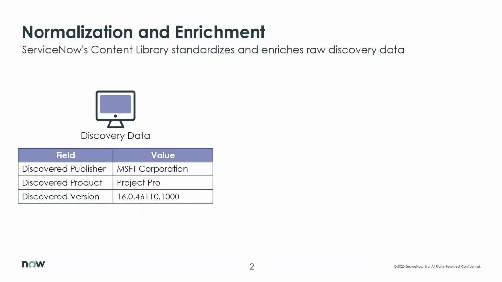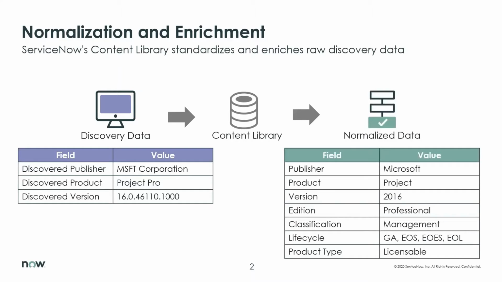Now, one thing that you'll note is these values can come back rather messy, right? We have MSFT, Project Pro, 16.0.Forever. Microsoft loves to do that in terms of versioning. Now, how do we fix that? Well, we will run that through our content library. And essentially what we have is millions of mapping rules depending upon the discovery source and how the data comes in. But essentially, we will run that through our content library and normalize or flatten that data.